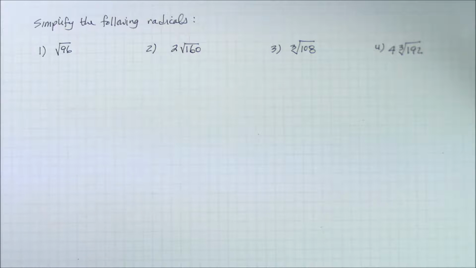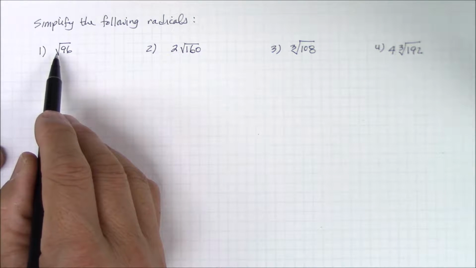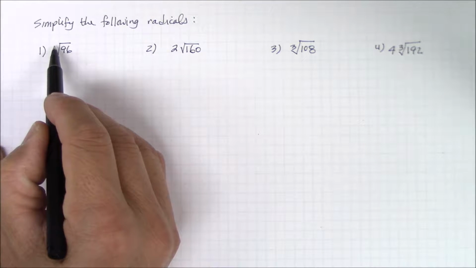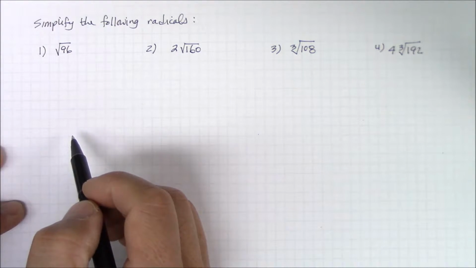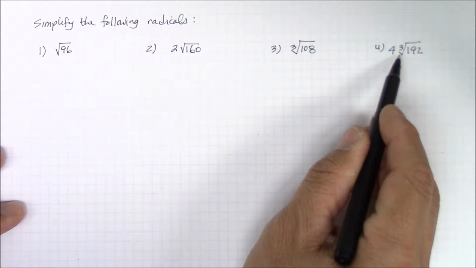Hi. This instructional video is about simplifying radicals. On numbers 1 and 2, we have a square root. Even though we don't see it, it is always implied that if you have a radical without any root indicator, this is going to be a 2. It's a square root.